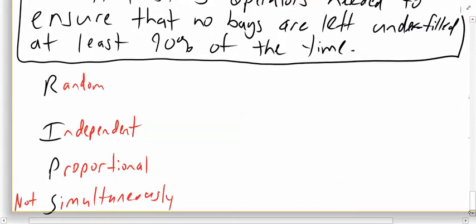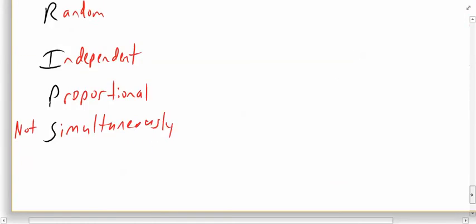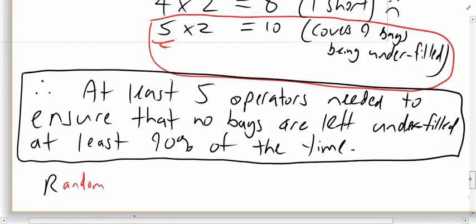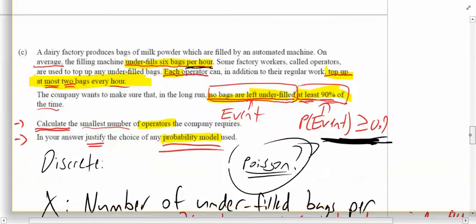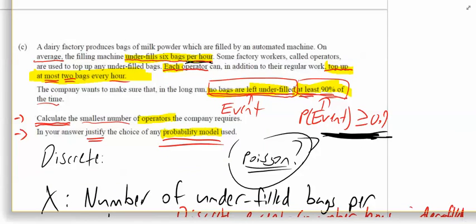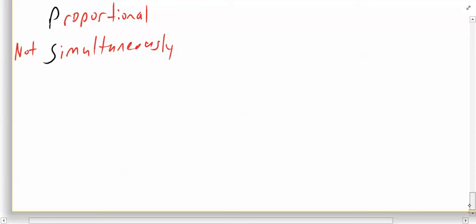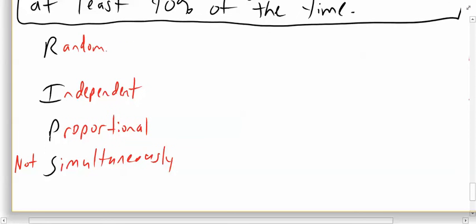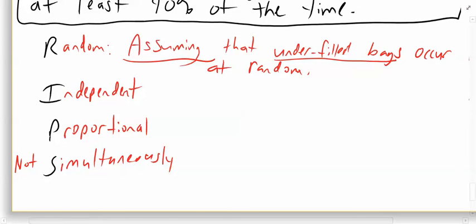The RIPS one, so random, we're assuming that the occurrence of underfilled bags is at random. Let's see if they've said anything in the question about that. No, they haven't told us that it occurs at random, so therefore we need to say that that's an assumption that we're making, because we don't know. So assuming that underfilled bags occur at random. So we've got the context there of underfilled bags.